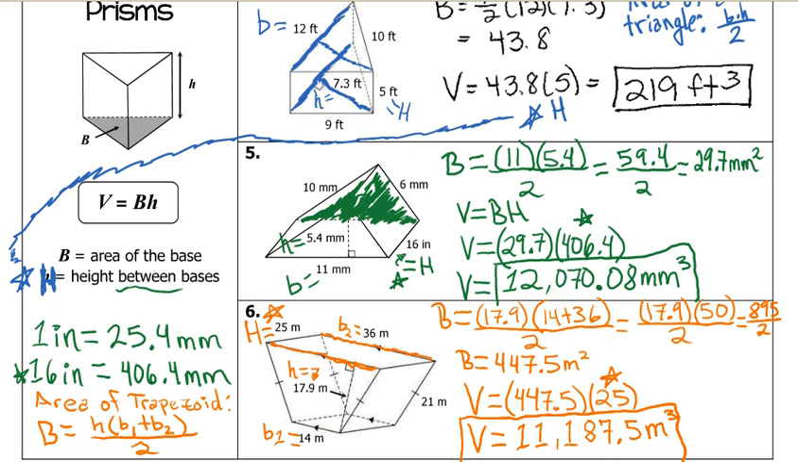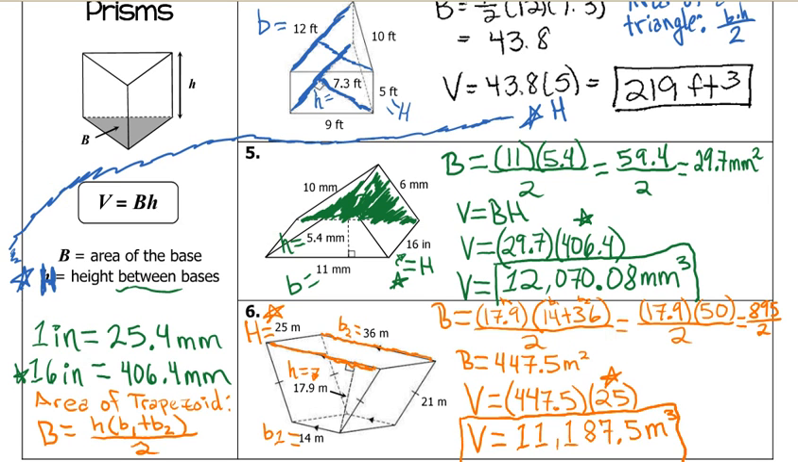And what we have to do is plug it in. So plug it into the formula. So we have 17.9 times 14 plus 36 all over 2. So 14 plus 36 is 50. 50 times 17.9 over 2, right? So we have 17.9 times 50 equals 895 over 2. We divide by 2, and our big B is equal to 447.5 meters squared.